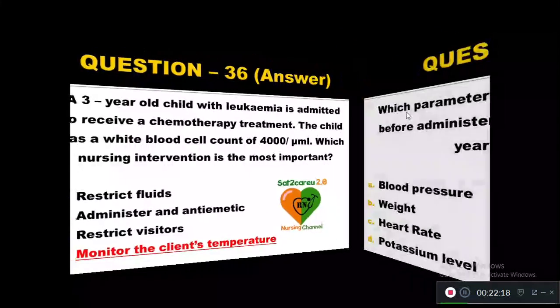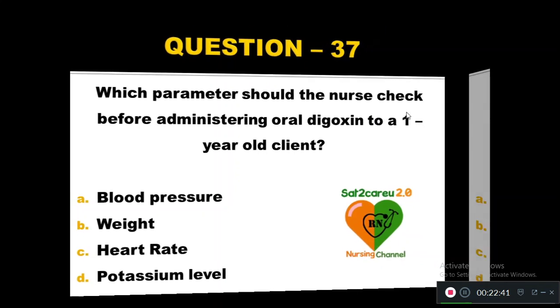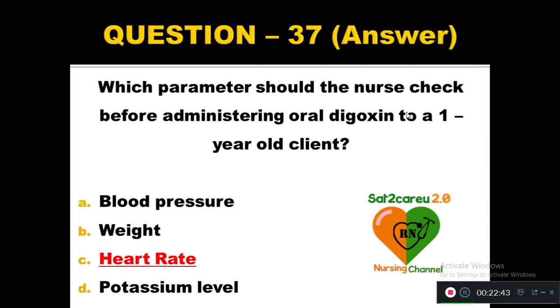Question number 37. Which parameter should the nurse check before administering oral digoxin to a 1-year-old client? Option A, blood pressure. B, weight. C, heart rate. D, potassium level. The parameter a nurse should check before administering oral digoxin to a 1-year-old client will be heart rate, option C.